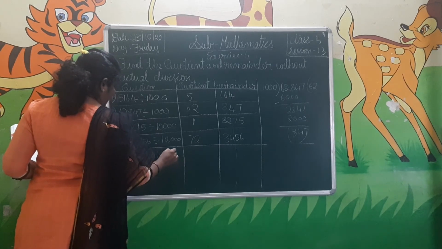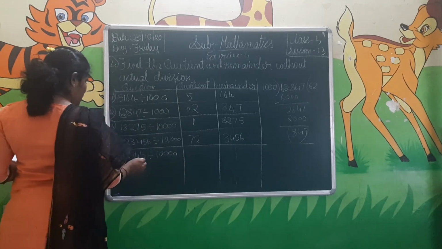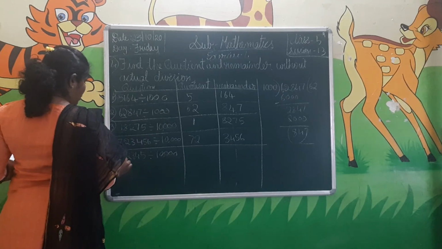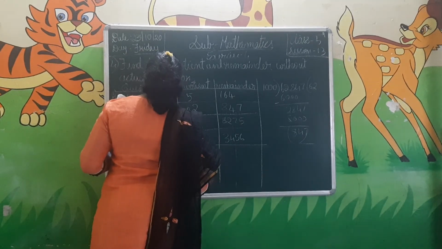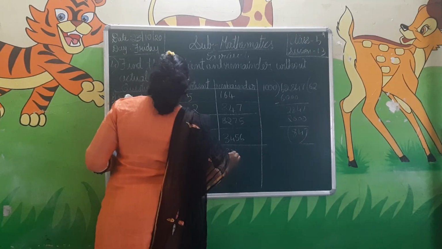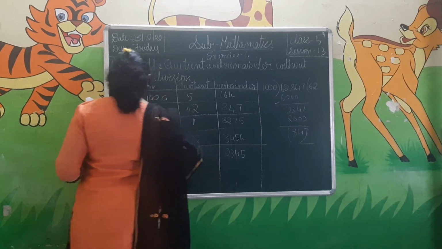6,12,345 is divided by 10,000. Okay, this also. Which are the 5 digits? 1, 2, 3, 4, 5. Okay, and the remaining, this 61 is the quotient, and 2345 is the remainder.